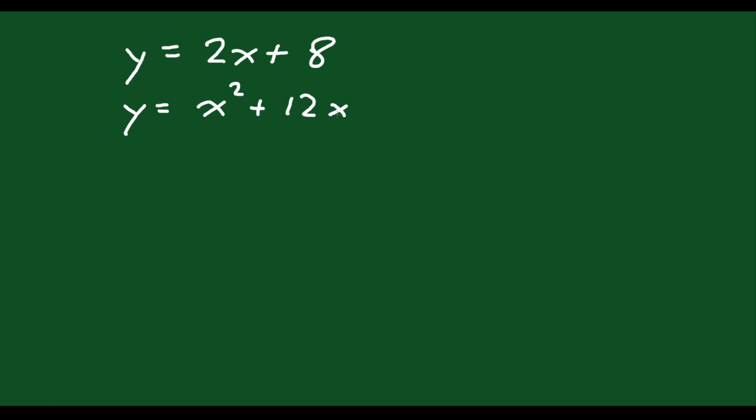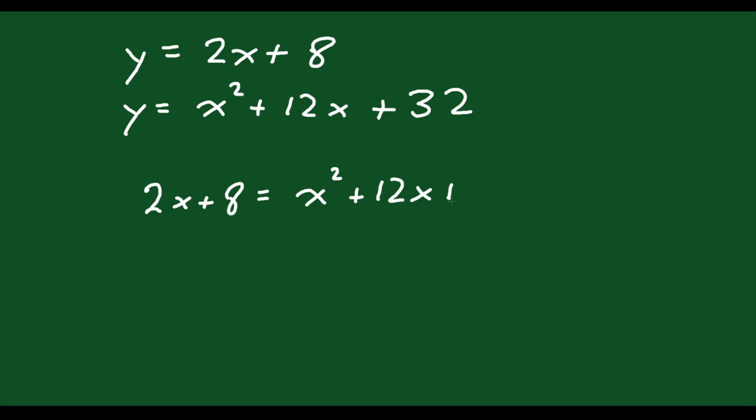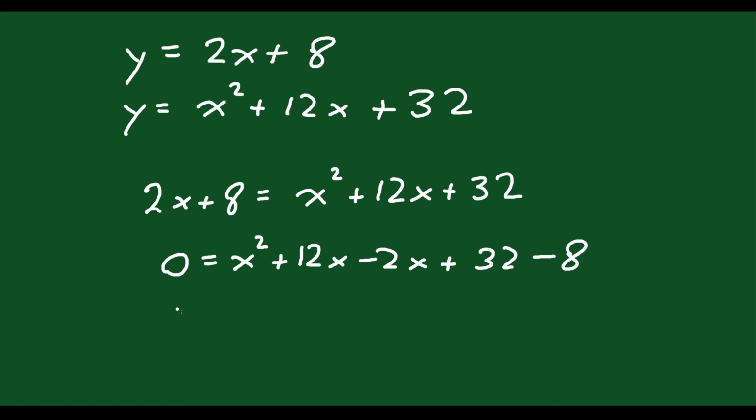So in this example, we'll do y equals 2x plus 8 and y equals x squared plus 12x plus 32. And we'll use substitution again. We'll just set them equal to each other. So 2x plus 8 equals x squared plus 12x plus 32. We'll move everything to the right. So 0 equals x squared plus 12x minus 2x plus 32 minus 8. Collect like terms, x squared plus 10x plus 24.